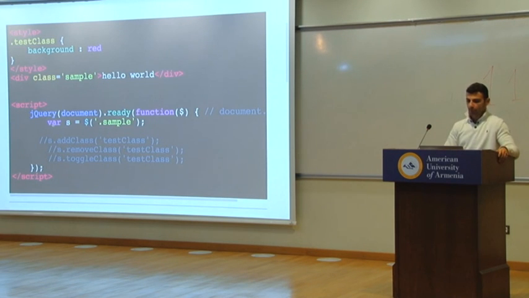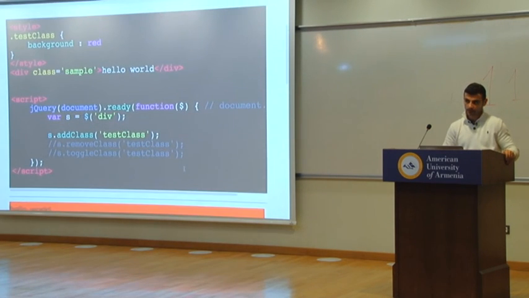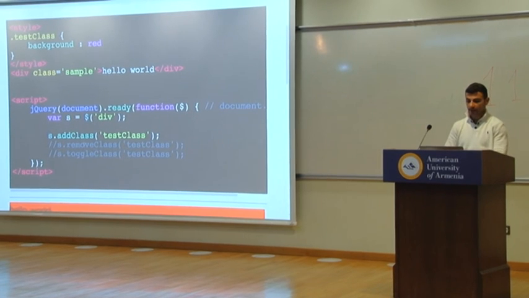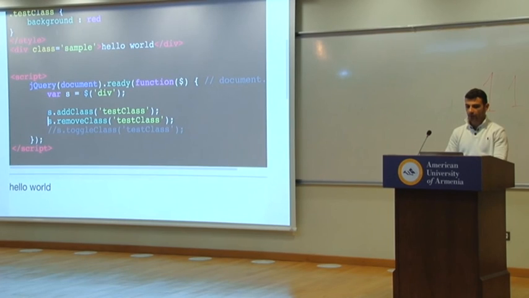How? First, I select this element. I could have also selected using, say, div. Right? So I've now selected this div. I can then do add class, test class, and it turns red. Make sense? I can then just as easily remove the class, making the red go away again.